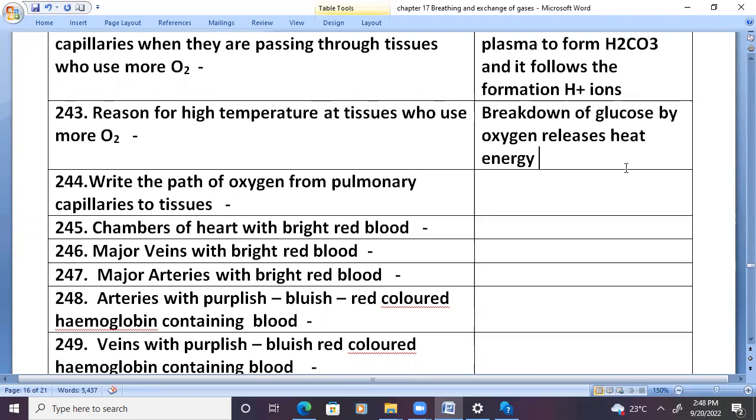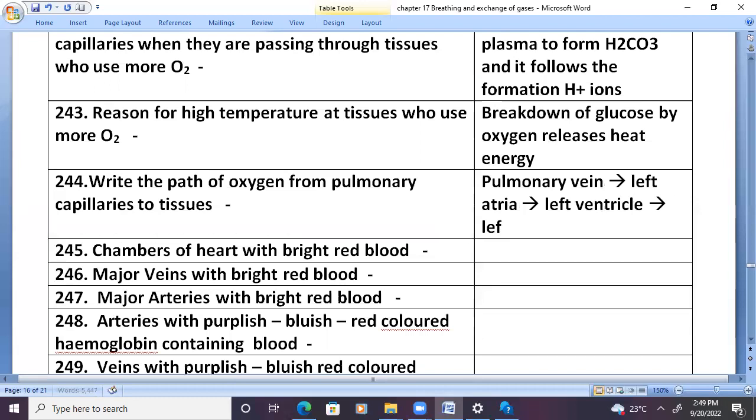Write the path of oxygen from pulmonary capillaries to tissues. Path of oxygen: first, it will come through the pulmonary vein. Then from the pulmonary vein, it goes to the left atrium, to the left ventricle, and from the left ventricle to the systemic aorta. Then it will be supplied to all the body parts, tissues, and cells.